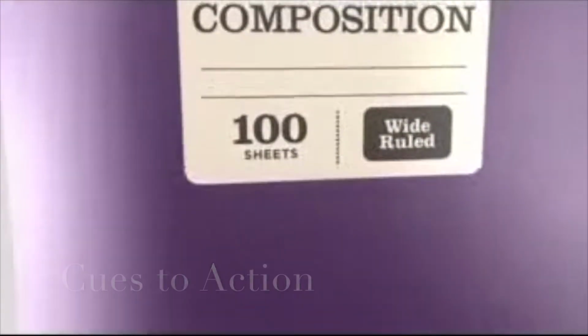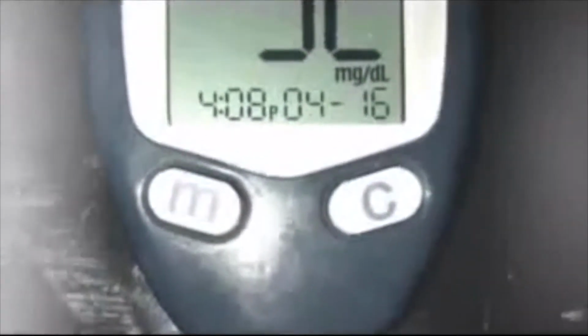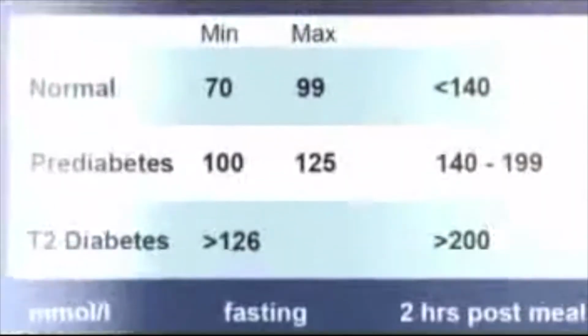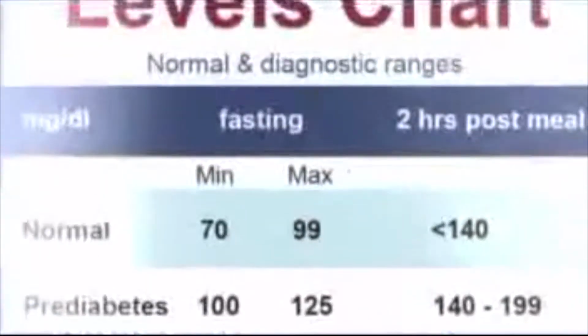For cues to action, the women will document their blood sugar levels in a daily journal. To use the blood glucose monitor, you will need blood glucose test strips, a glucose monitor, and a prick. Once we prick our finger, we get our results on the monitor. 92 is a great blood sugar level. Since cues to action is a daily reminder, the women will document their healthy eating and blood sugar levels once a month with a support group.